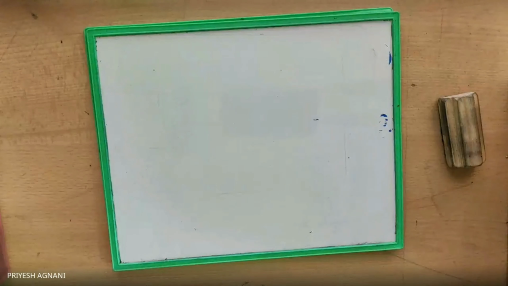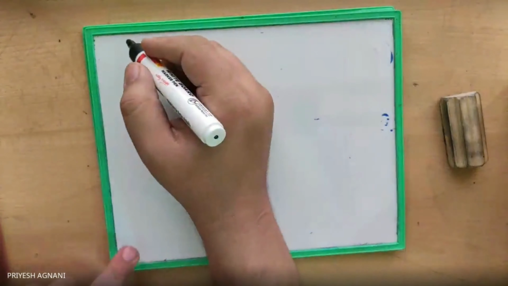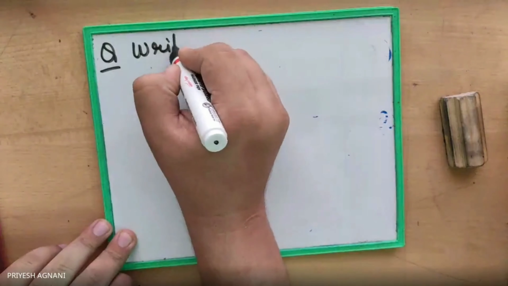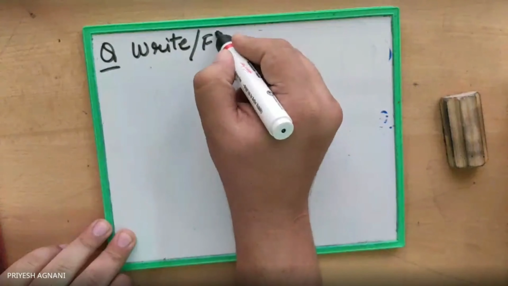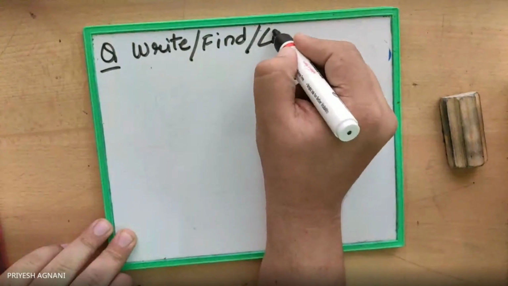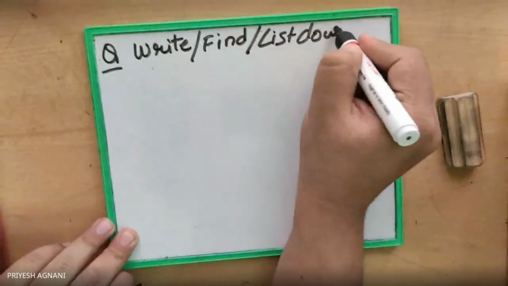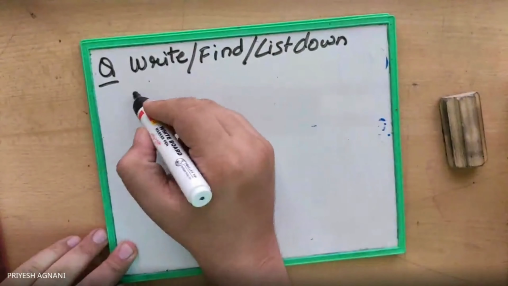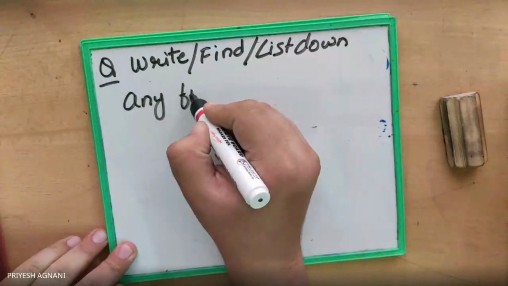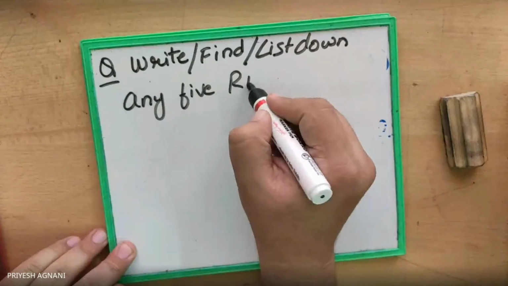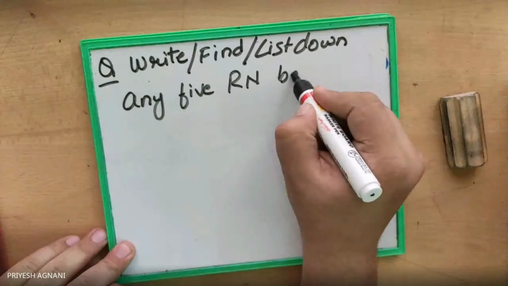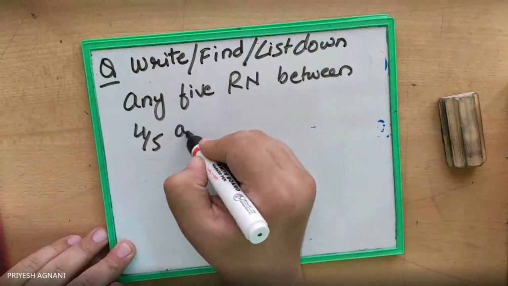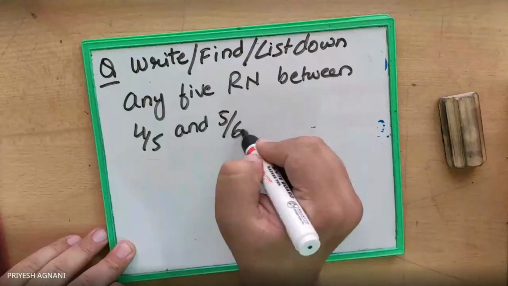Now in the question it is asked: write any 5 rational numbers. See, this is the question. The question can be write or find or list down. Any question can be asked. Any 5 rational numbers between 4 upon 5 and 5 upon 6.